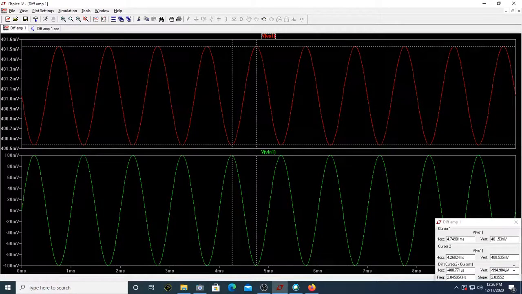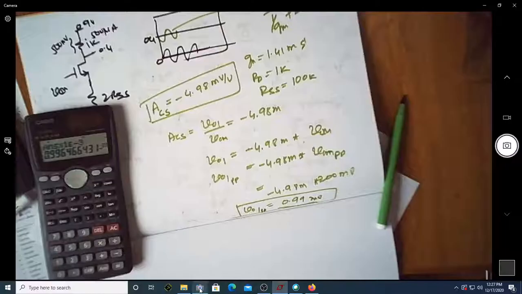Can you see this is almost 994 microvolt, which is equal to 1 millivolt? That's what we are supposed to get. We are supposed to get 0.99 millivolt, meaning 999 microvolt. So that's what you're getting.